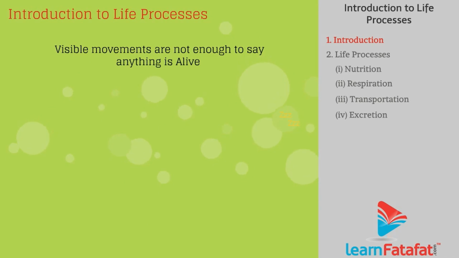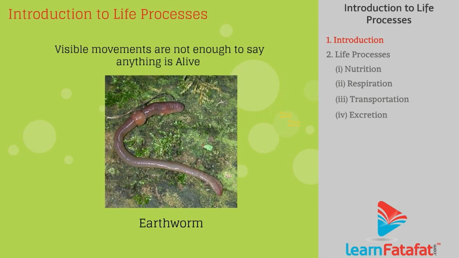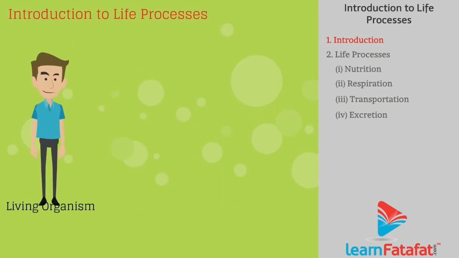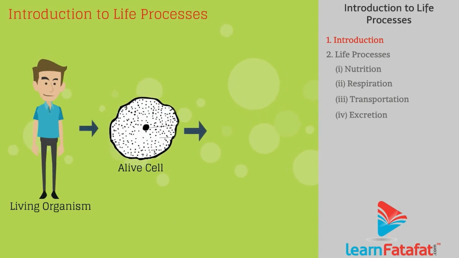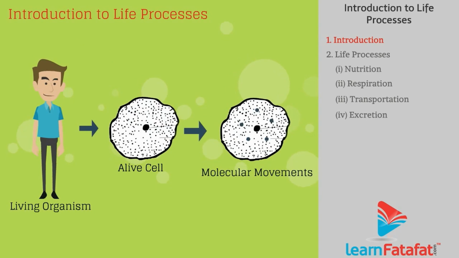For example, some animals can breathe without visible movements. For example, earthworm breathe through skin. A living organism is identified by alive cells, and alive cells are identified by molecular movements within them. Thus, molecular movement is the criterion used to decide if anything is alive.